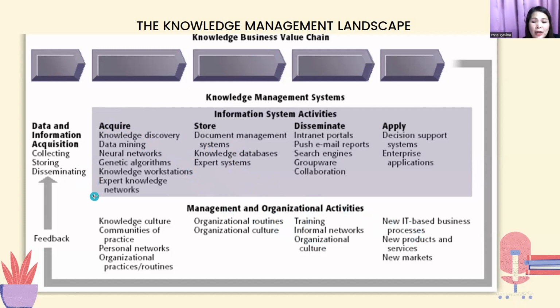So first would be the knowledge acquisition. Here, knowledge may be acquired by building repositories of documents, enabling systems for expert advice, analyzing data for patterns, or by using knowledge workstations. An effective knowledge system requires systematic data from a firm's transaction processing systems and data from internal or external sources. Second, knowledge storage. Storing knowledge in databases and document management systems.